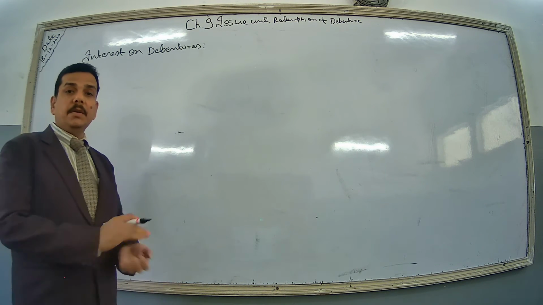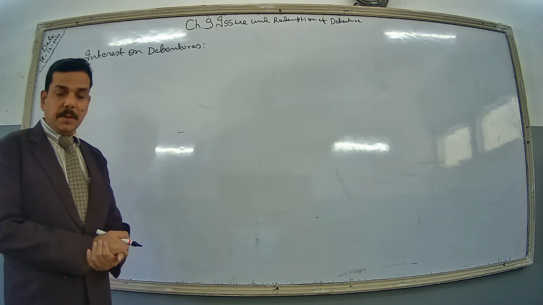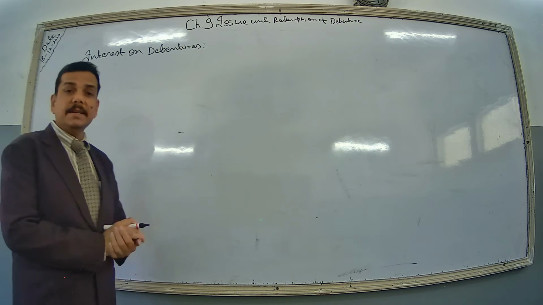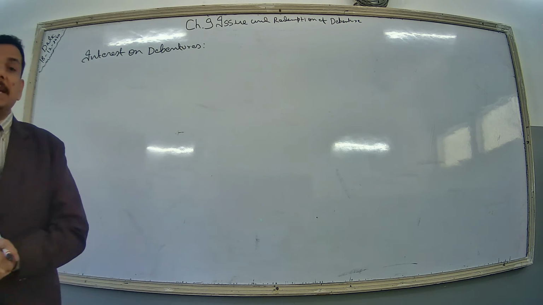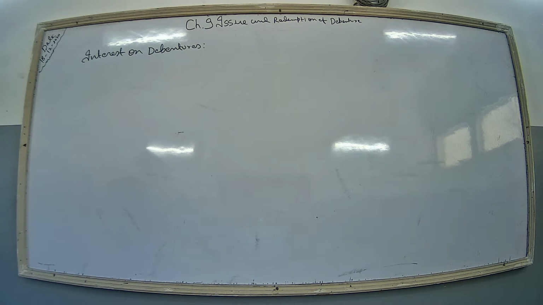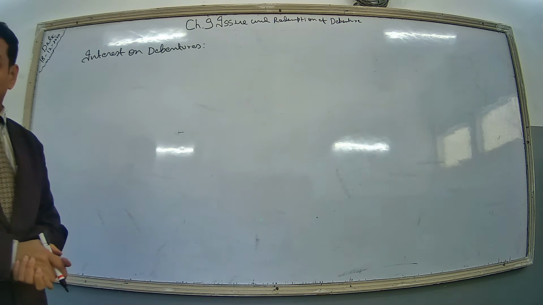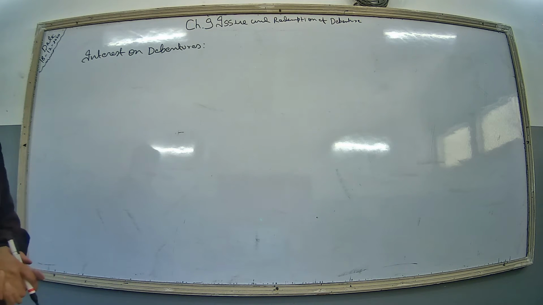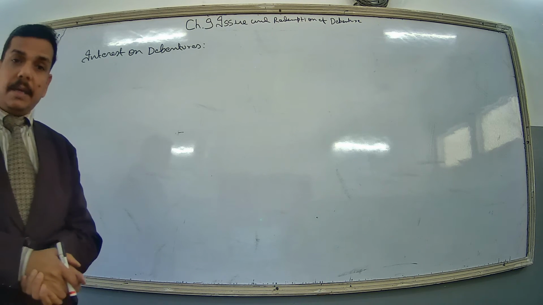Yeah, dear student, today we continue with our chapter 9, that is issue and redemption of debenture, and our today's topic is interest on debenture. Being it is a borrowing, we must pay interest on it. So interest on debenture is always calculated at a nominal rate on the fixed value of the debenture, or the nominal face value, and it is payable quarterly, half yearly or yearly.